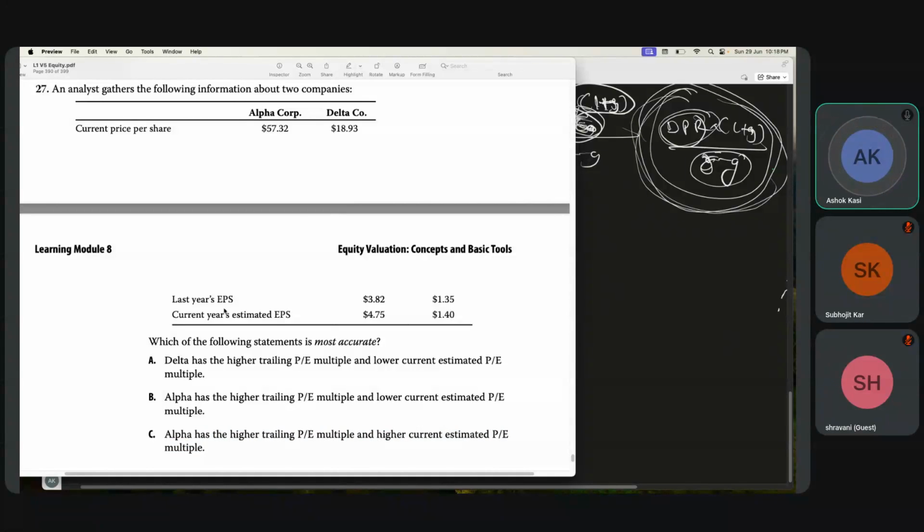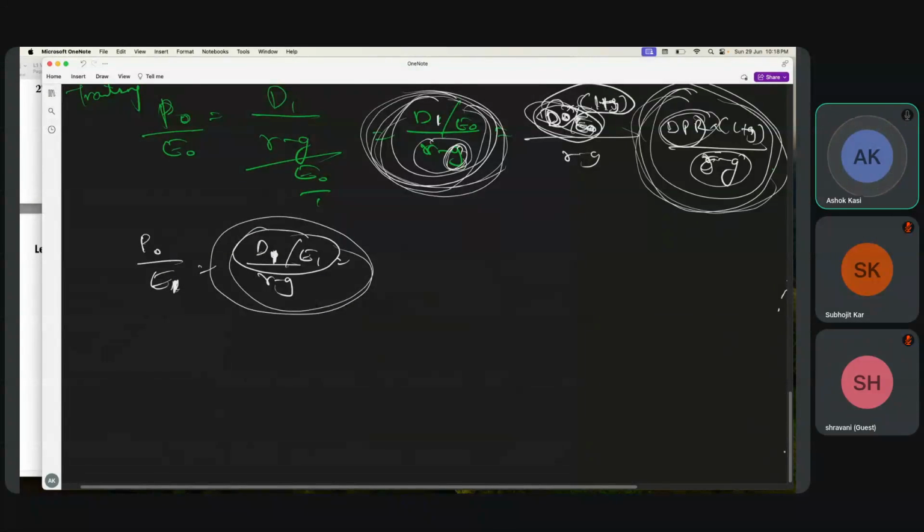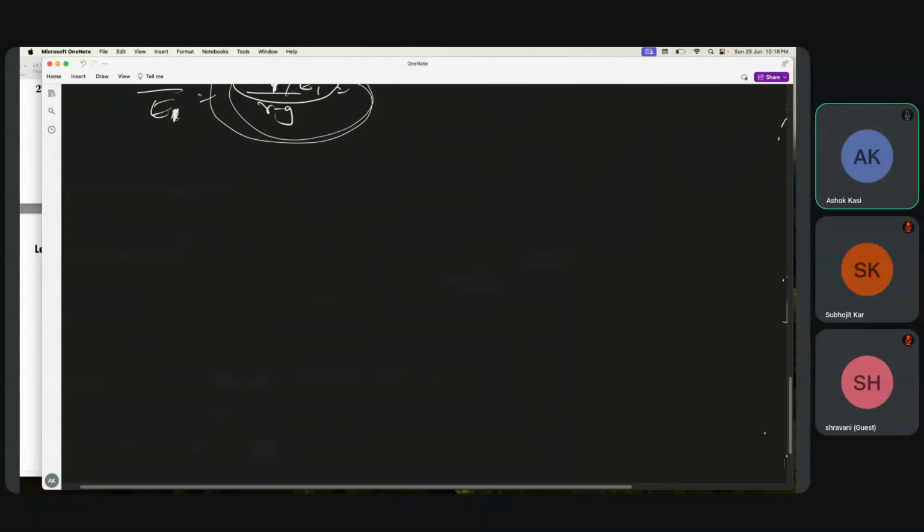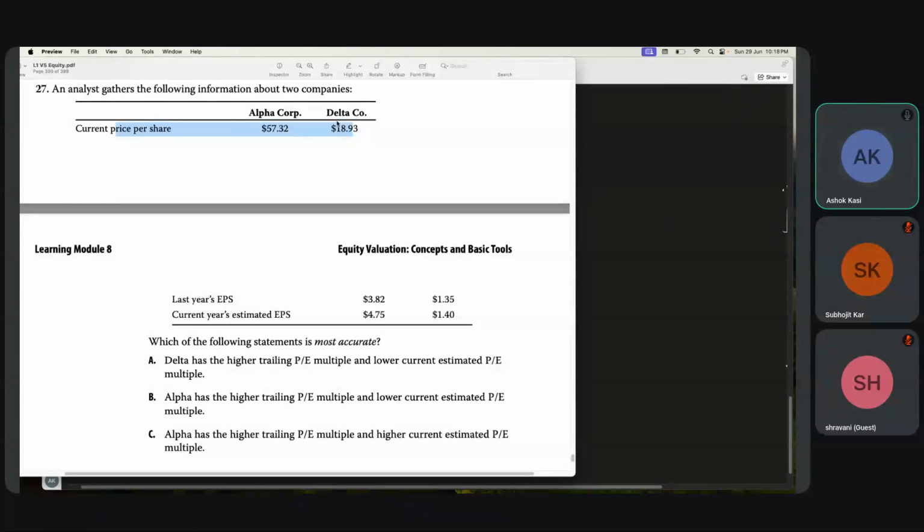Current price, last year's earnings per share and current year's estimated. Delta has higher trailing PE multiple and lower current estimated PE. Alpha has higher trailing PE and lower current estimated PE. So we have to calculate trailing PE and estimated PE for both. Then only we can compare. So this is price. Okay, it's a direct comparison only.